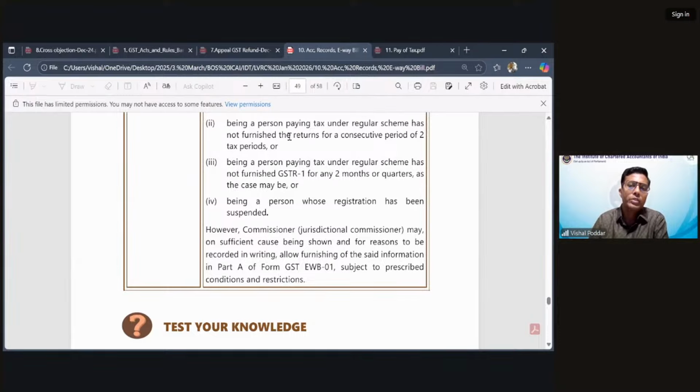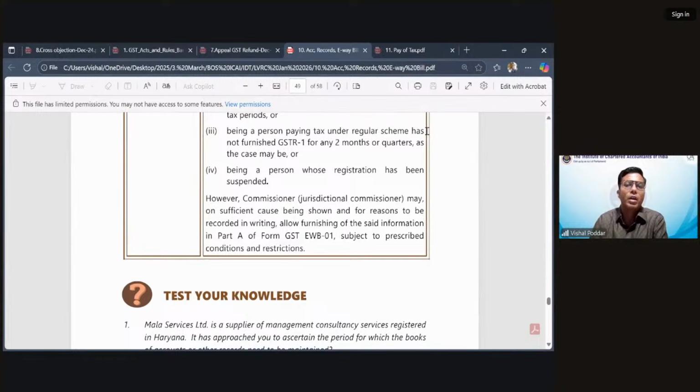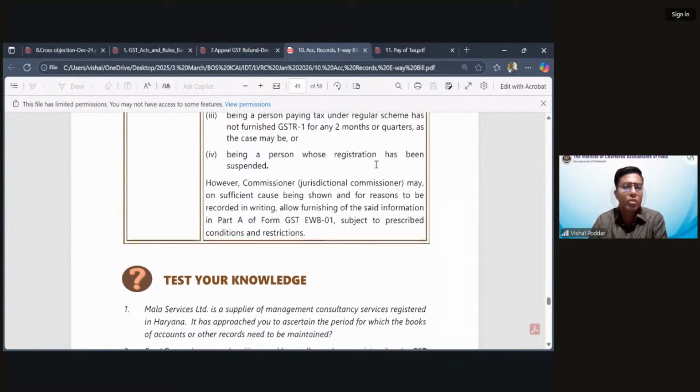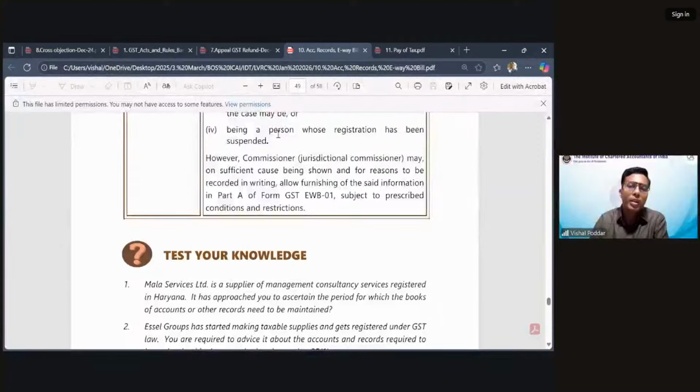or being a person who is under the normal scheme has not furnished the returns of 2 tax periods, or being a person under regular scheme has not furnished GSTR 1 for any 2 months or quarters as the case may be, or being a person whose registration has been suspended. So all these people are disallowed by the portal itself to generate e-way bill.